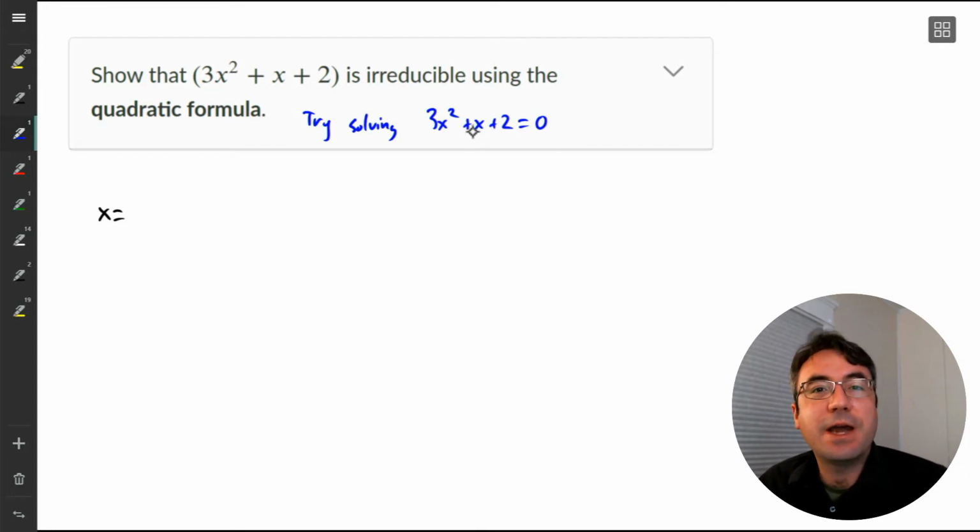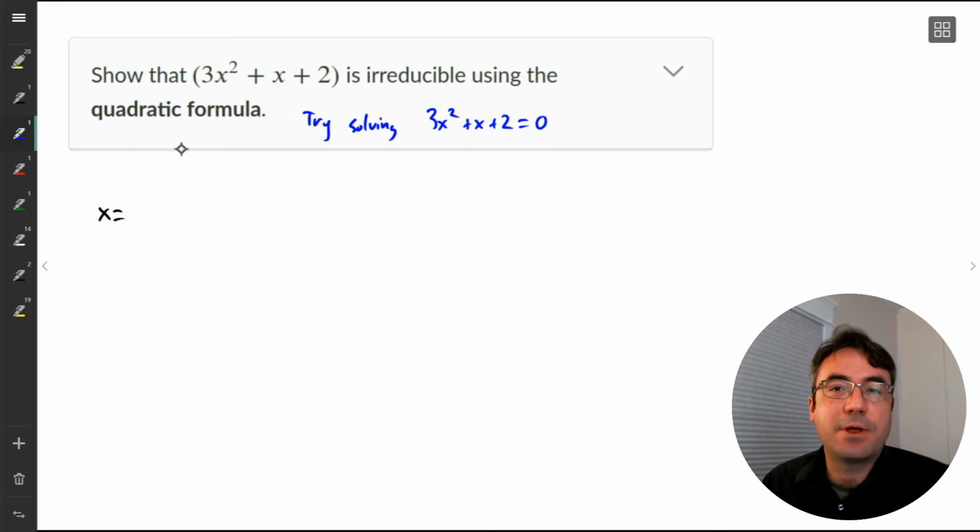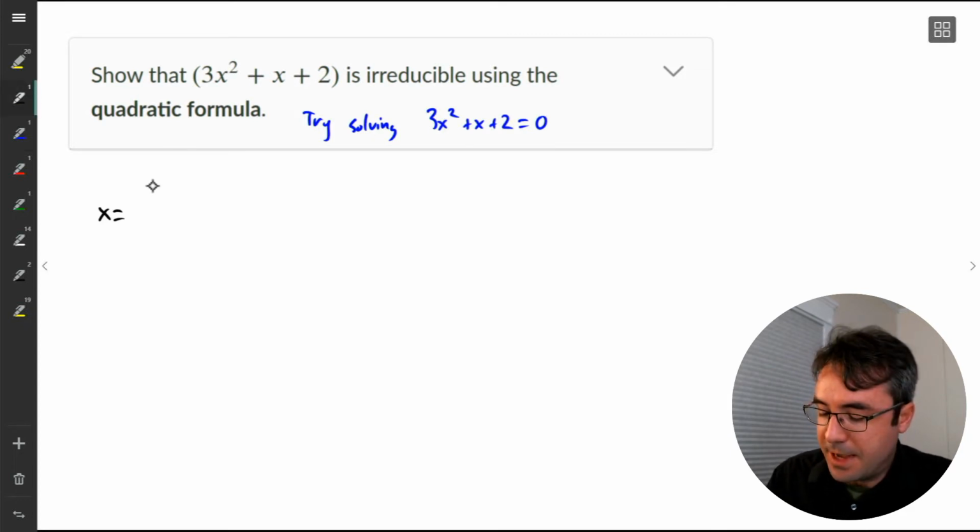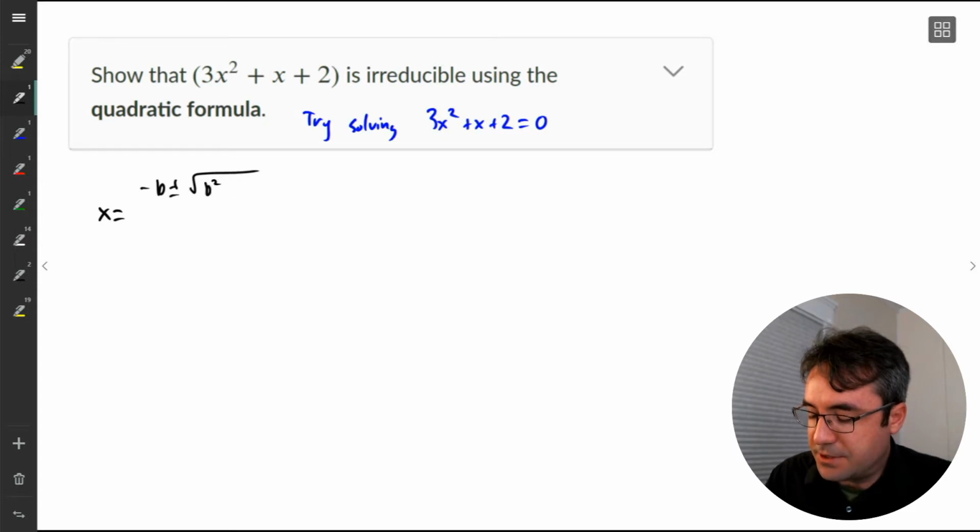So how would we do it? Well, normally we would try to factor, but maybe we're trying to factor this and we're just getting stuck. So what's our go-to strategy in that case? Well, quadratic formula. So what does it say? X is equal to negative b plus or minus the square root of b squared minus 4ac all over 2a.